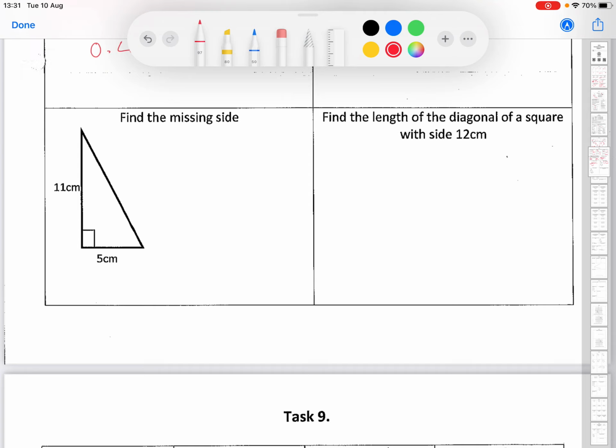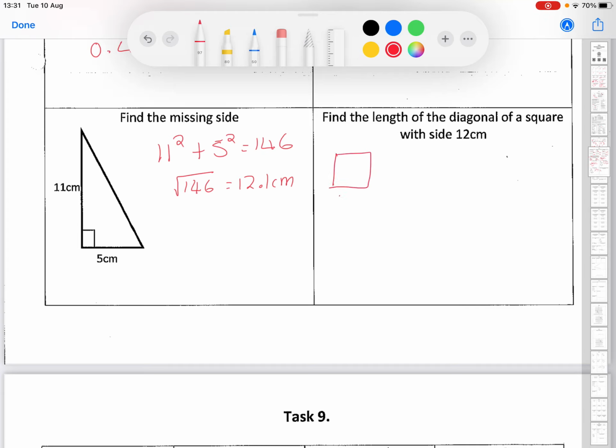Next, Pythagoras again, we're going to square our numbers, either add or subtract, and then square root. In this case, we need our hypotenuse, so we're going to add. So we're going to do 11 squared, add 5 squared, which is 146. And then we're going to do the square root of 146, which is 12.1 centimetres.